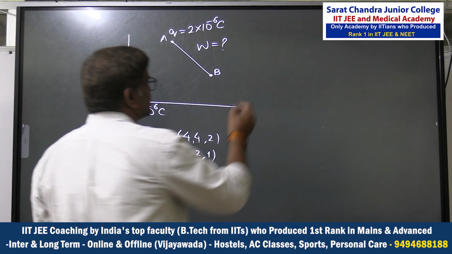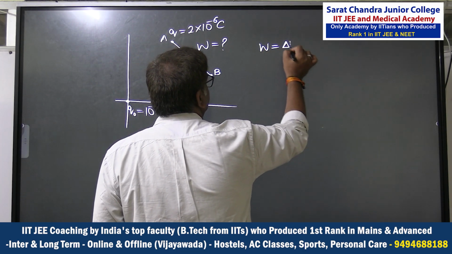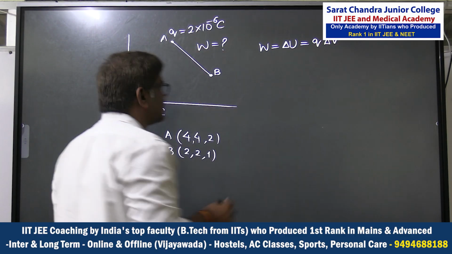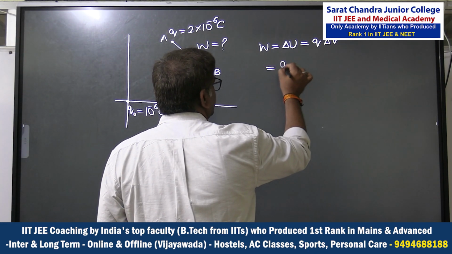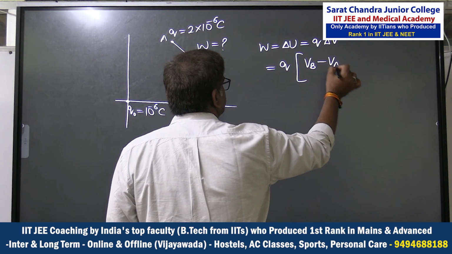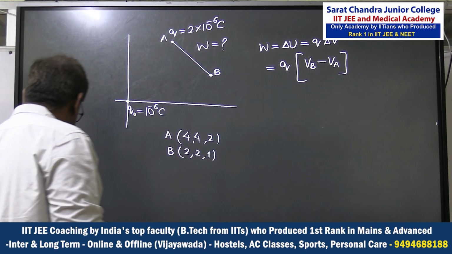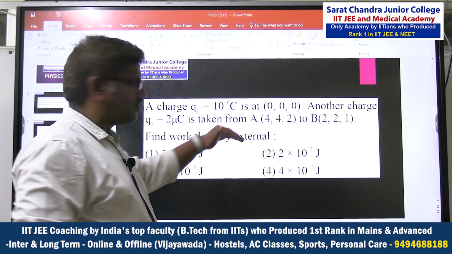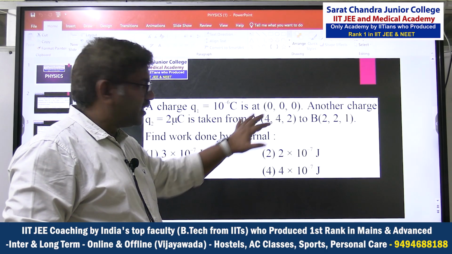Otherwise, the simplest method is conservation of energy, or we can say work is nothing but change of energy, which equals Q into delta V. This Q is the moving charge, and this delta V is because of the stationary charge placed at the origin. So it is Q into VB minus VA, potential at B minus potential at A, provided that this charge is moving slowly so that it is not gaining any kinetic energy. They should also mention that it is moving slowly. Since it is memory based, I hope this information is given in the question.